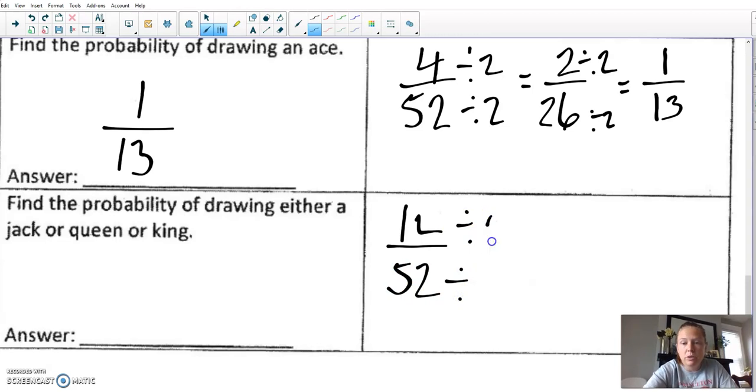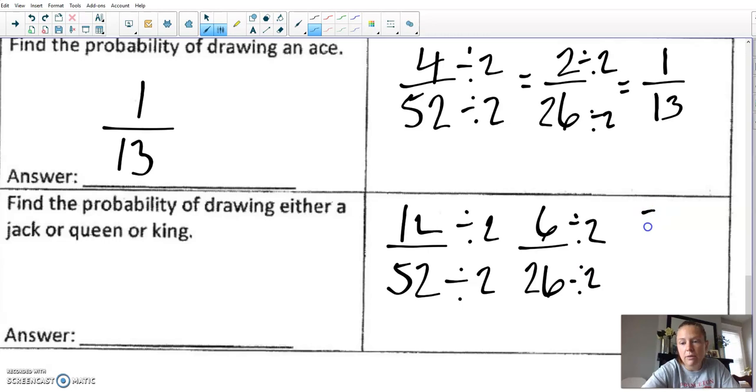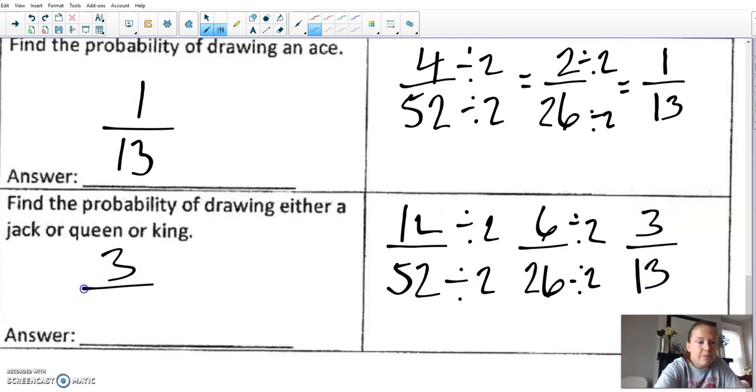Let's divide by 2. You get 6 out of 52. Oh, Schultz, divide the bottom by 2. That's 6 out of 26. Can we reduce that again? Yes. Divide by 2. You get 3 out of 13. There is your probability. Okay?